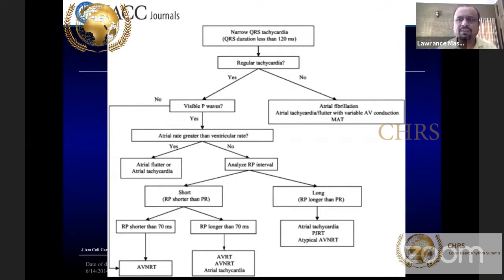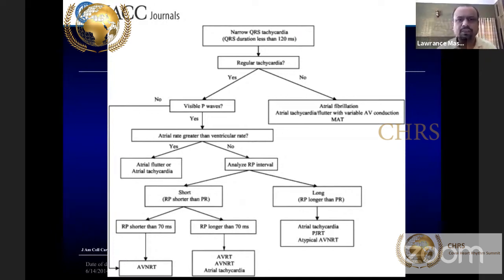So your atrium and ventricle are activated simultaneously. So when you see an AV nodal reentrant tachycardia, your atrium and ventricle are activated simultaneously, so your P wave may be inside the QRS. That's the reason you are not able to see a clear-cut P wave. So whenever you are not able to see a clear-cut P wave in a PSVT, then you are talking about an AV nodal reentrant tachycardia.